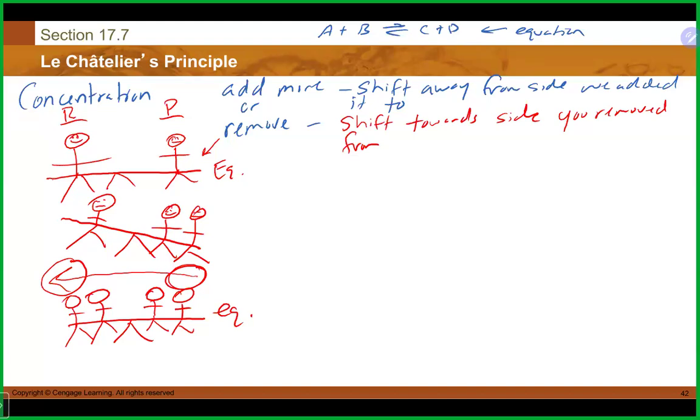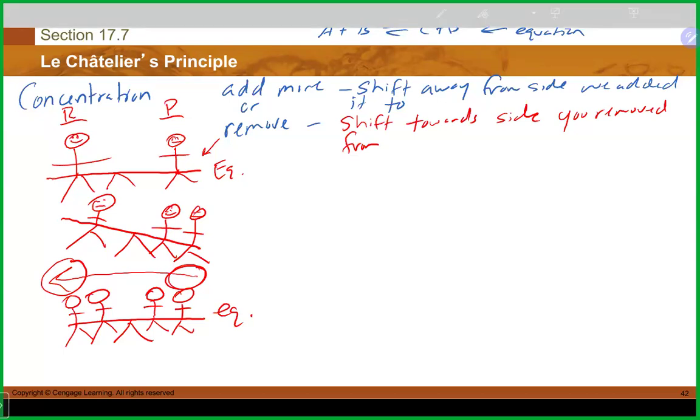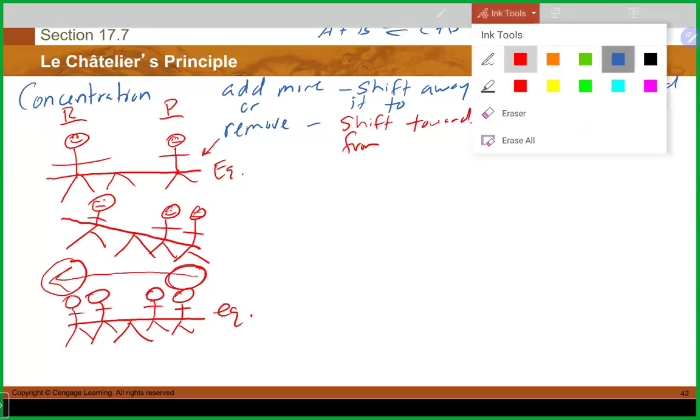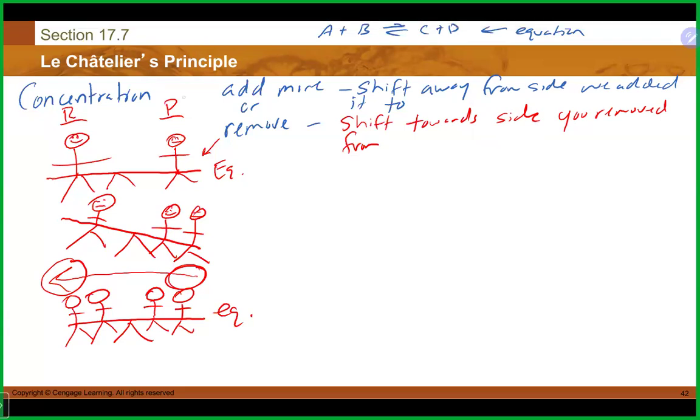Why does that really occur? It really occurs for something that we talked about earlier, which was, in this particular example with my stick figures, I added more products. That's going to cause the reverse reaction to occur. And that is why it's going to go in this direction, because we now have more products than reactants. And that's going to cause formation of more reactants and use up some of our products. And that's going to bring us back to an equilibrium state.